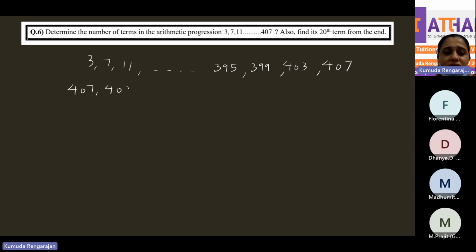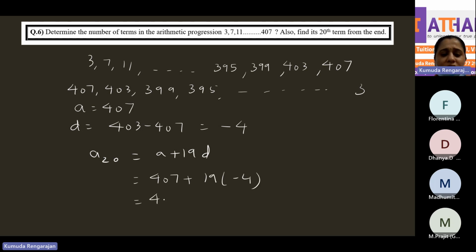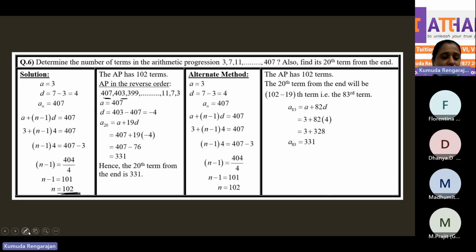Method one: reverse this. 407, 403, 399, 395, it goes on like this. So what's the first term? 407. What's the common difference? 403 minus 407, which is minus 4. Now what do you want to find? You want to find the 20th term from the beginning now, because you've reversed the AP. So find A20. A20 is A plus 19D. So A is 407 plus 19 into D, which is minus 4. So 407 minus 76. That's what you see in method one.